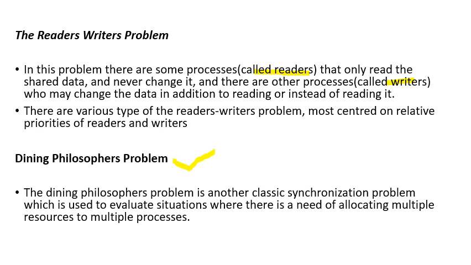So first is this dining philosopher problem. It is a classic synchronization problem, as we all know, which is used to evaluate situations where there is a need of allocating multiple resources to multiple processes. This occurs if there are multiple resources which have to be allocated to multiple processes.